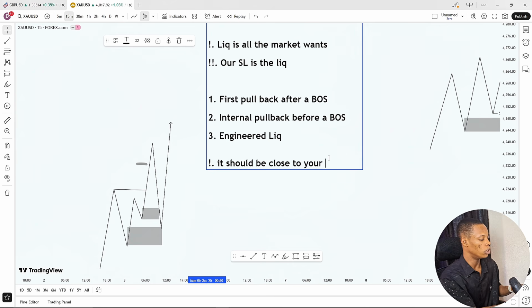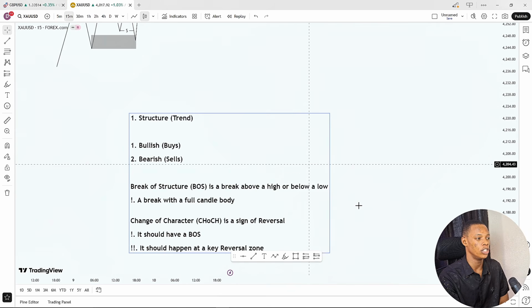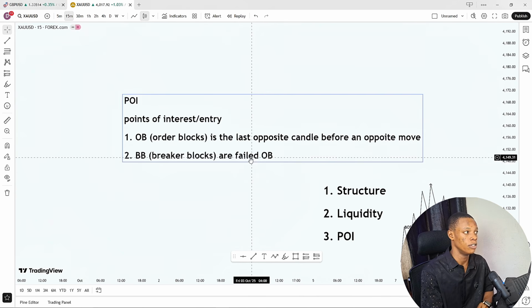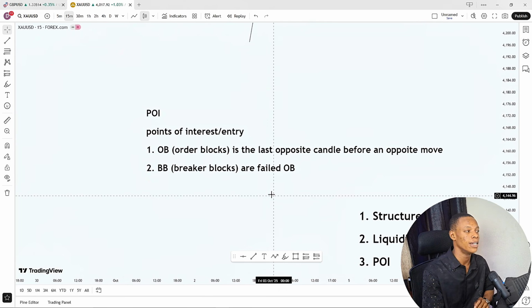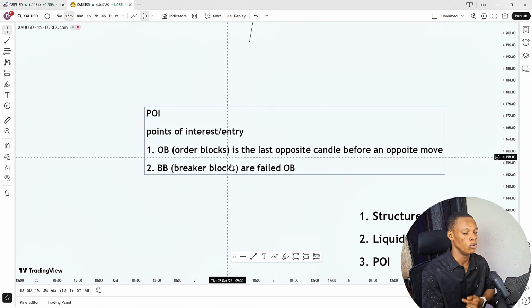So the liquidity should be close to your POI, which brings us to the third thing with this very strategy, which is the POI. POI is an extremely important aspect of this very strategy. Why? Because it's your point of interest, literally your point of entry where you enter the trade.